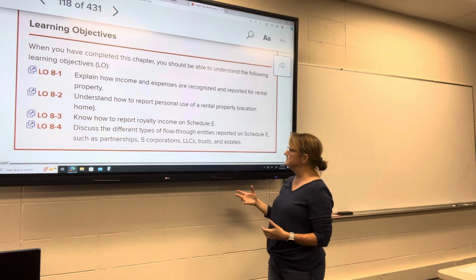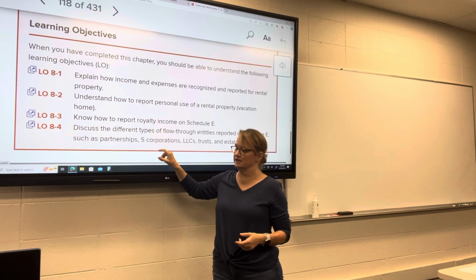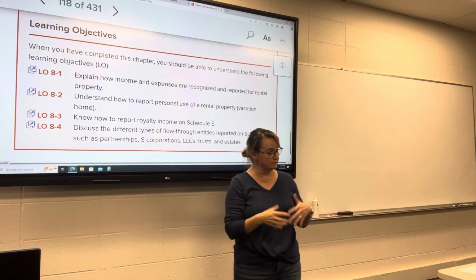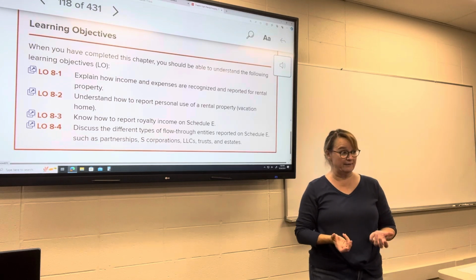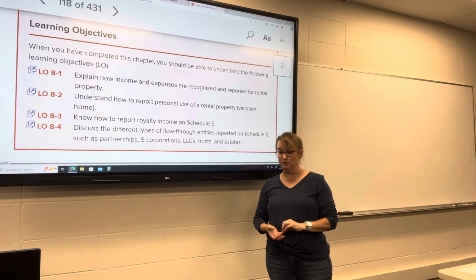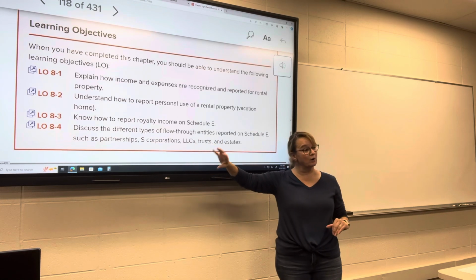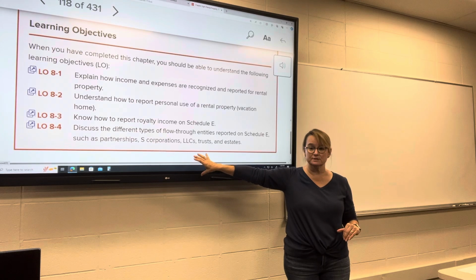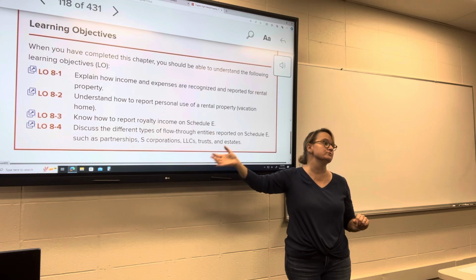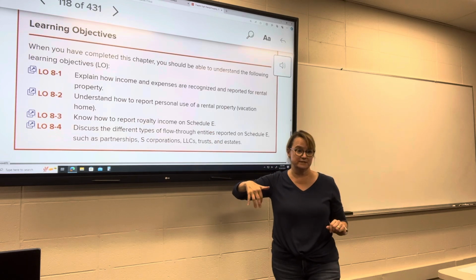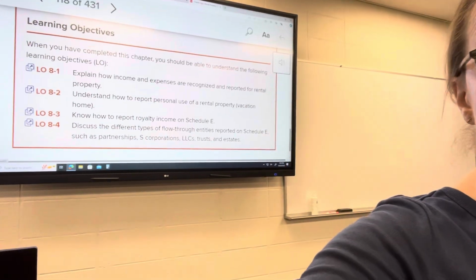We're not going to go into detail about partnerships and S corporations, as far as the tax accounting for them, in this chapter, but we will be talking more about that in the last two chapters, how they report their income. What we're talking about here are the individuals who are owners of these types of entities, and how that income then flows through to their own personal tax returns. Okay, so that's a summary of what this chapter is about.